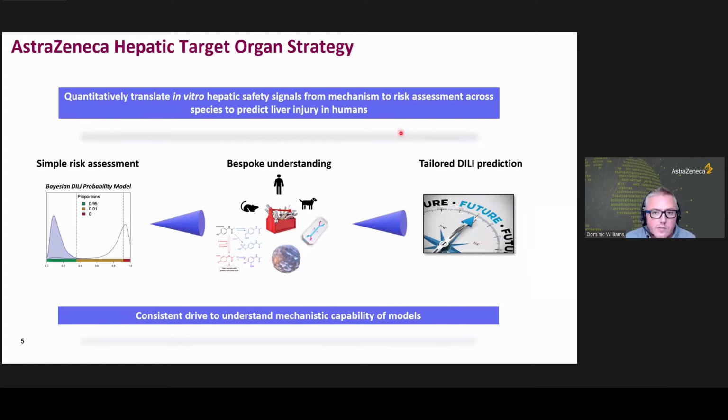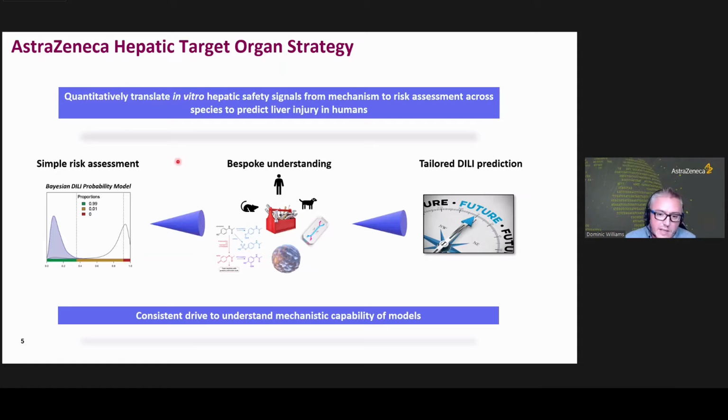And so the AstraZeneca hepatic target organ strategy, essentially there's three main parts to it. We start off with a simple risk assessment, which consists of assays that are used relatively high throughput, give reproducible data, which we're able to combine into a risk assessment model.